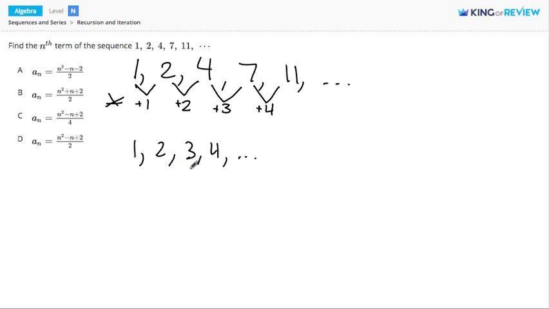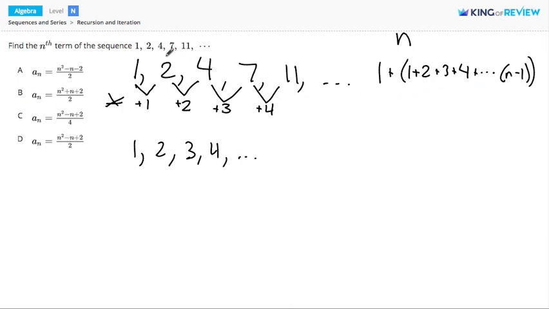And if we want to know the nth term, we will have to take the number 1 and add up all these other numbers. 1, 2, 3, 4, 1 plus 2 plus 3 plus 4 plus all the way up until n minus 1. If we want the nth term, we have to add up all these numbers until n minus 1. The reason for n minus 1 is this.